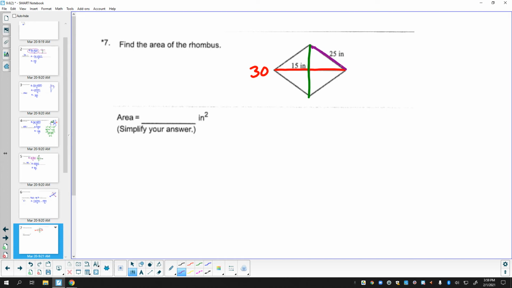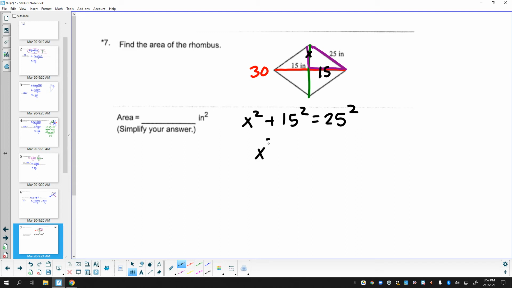So using what I know about a triangle, here comes the Pythagorean theorem again. This is 25, this is 15. I need to figure out what this is right here, which we'll just call x. So I'm going to take x squared plus 15 squared equals 25 squared. And I'm going to solve this and see what I come up with.